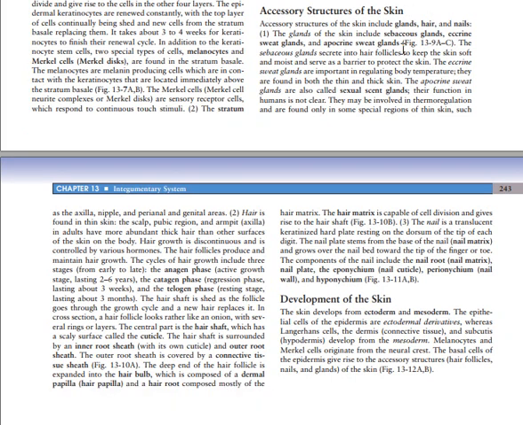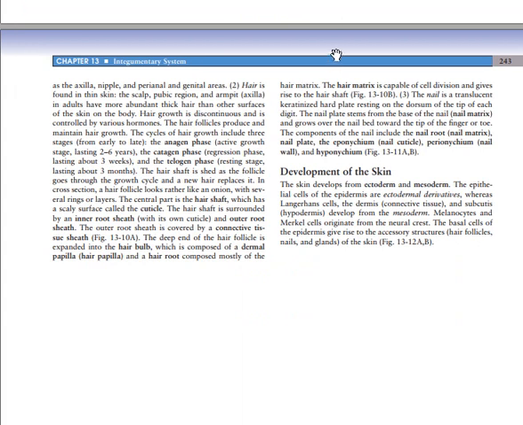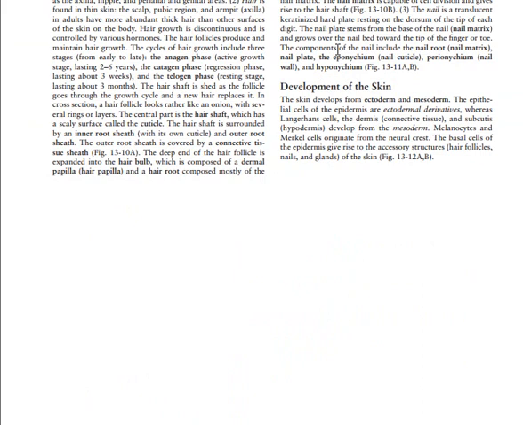Now, accessory structures of the skin. I've spoken about the glands, the hair, sebaceous. The glands are mostly made up of the sebaceous, the eccrine, and the apocrine sweat glands. Now, the development of the skin: the skin develops from the ectoderm and the mesoderm because it is constituted of the epidermis and the dermis. The ectoderm develops into the epidermis, the mesoderm develops into the dermis and the hypodermis, and then you have the fusion of both.